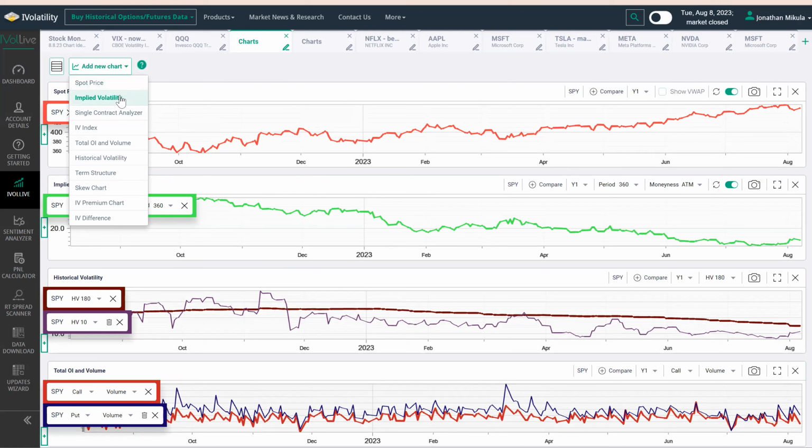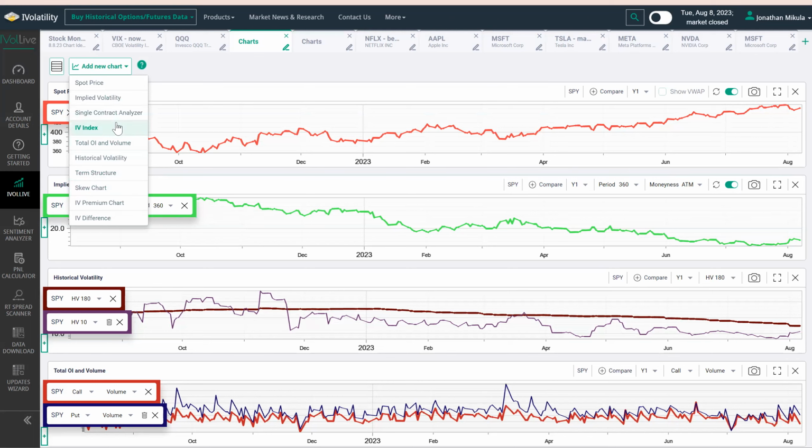So there's spot price, implied volatility, single contract analyzer, which we just looked at, implied volatility index, total open interest of volume, historical volatility, term structure, skew chart, IV premium, and IV difference. Today, I want to focus on our spot price chart, our implied volatility chart, our historical volatility chart, and our total open interest in volume. And then next Tuesday, we'll wrap up with the IV index, term structure, skew chart, IV premium, and IV difference.